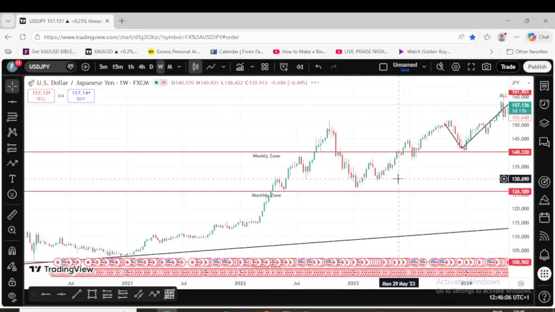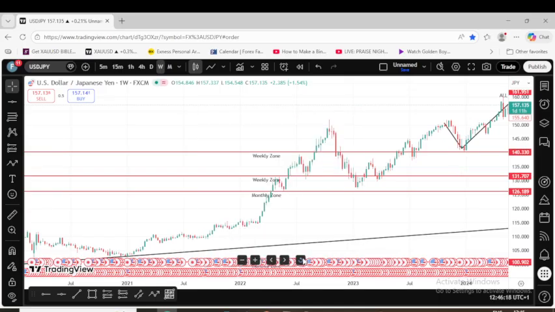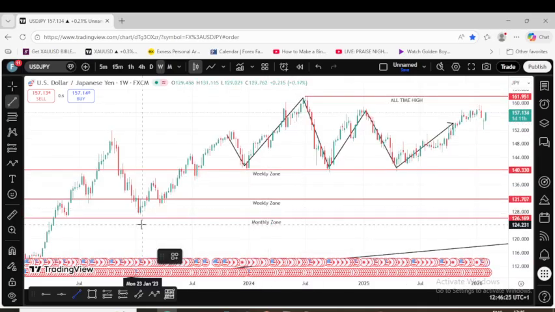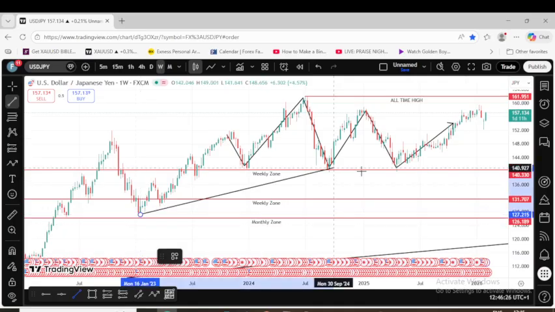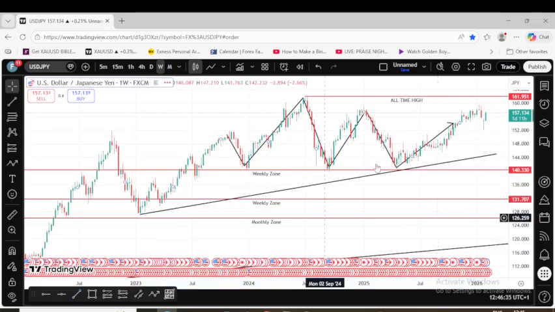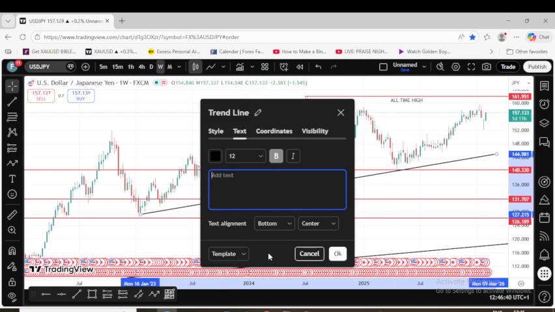And then we also have another zone here, because we have resistance becomes support becomes resistance again. So this is another weekly zone. Okay, and I think we can draw a trend line from here and draw like this. I suppose this is a better trend line right now. Let's delete this. So this right here is our weekly trend line.